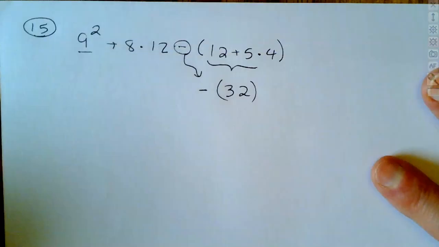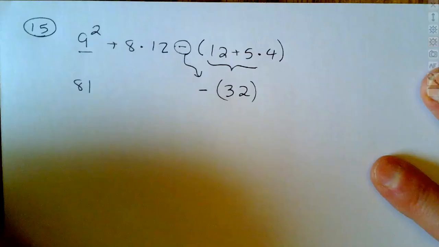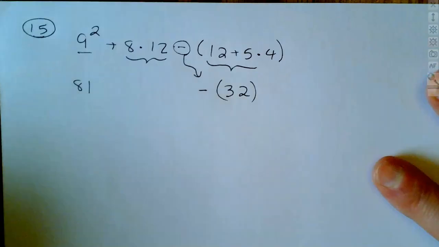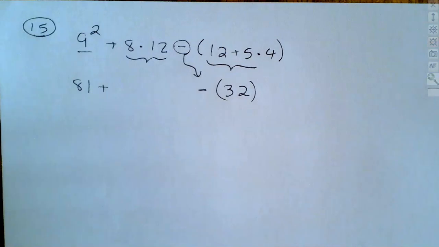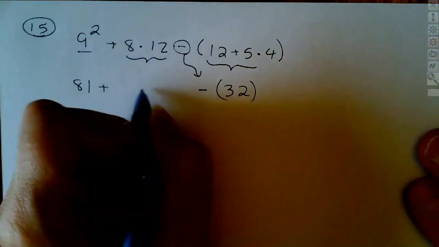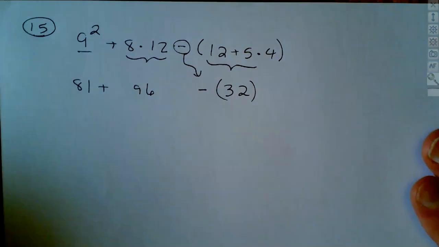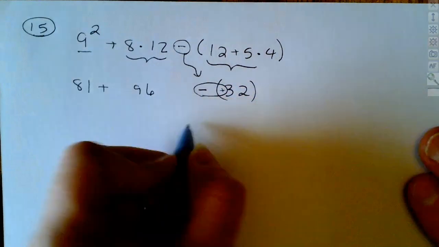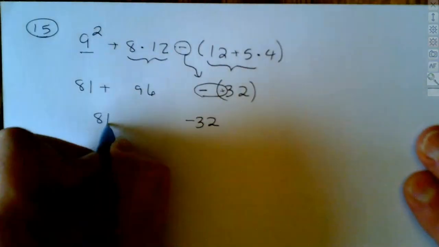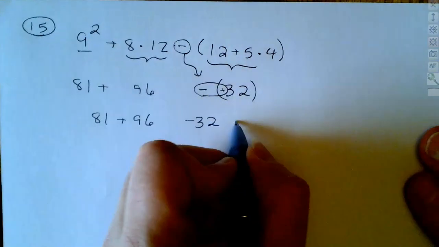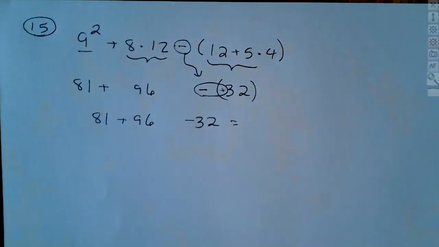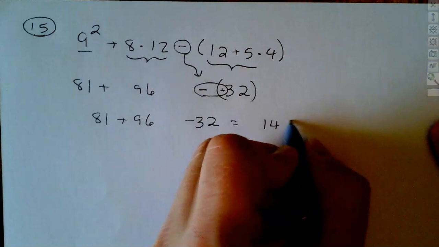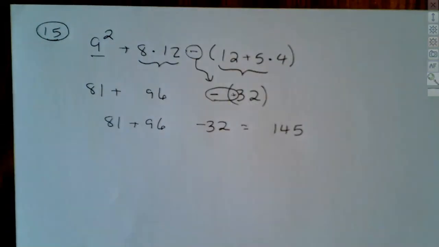Next, we've got exponents. 9 squared is 81. And then we've got, in the middle here, 8 times 12. That is a 96. This 32 is positive, right? Positive and negative keeps it negative. So let's see what we've got. We've got 81 plus 96 minus 32. 81 and 96 can go together. Subtract off your 32, and we end up with a positive 145.